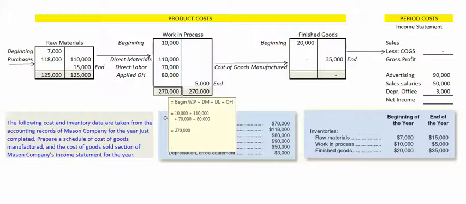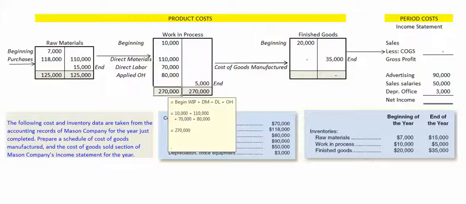Our total manufacturing cost for the period then will be our beginning work in process of $10,000 plus our $110,000 in direct materials, the $70,000 in direct labor, and the $80,000 in manufacturing overhead. We need to account for a total manufacturing cost of $270,000.